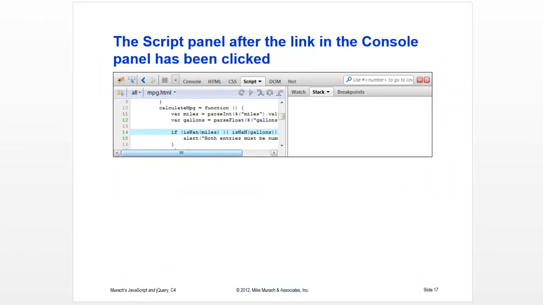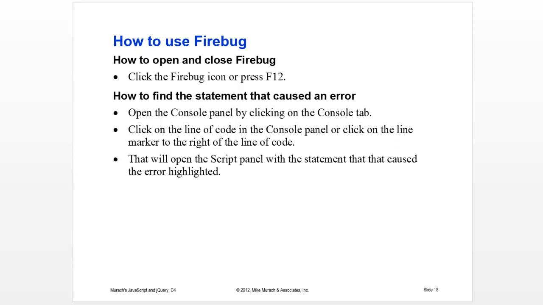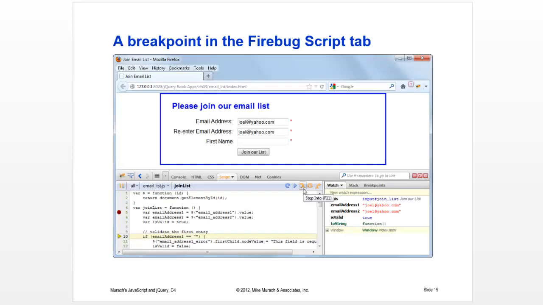They're showing just examples like this. Script panel after the link in the console has been clicked, etc. They tell you how to open Firebug and how to find a statement that caused an error. Console often gives you information, and also the script does as well. You can also use breakpoints. Breakpoints are pretty easy to use.